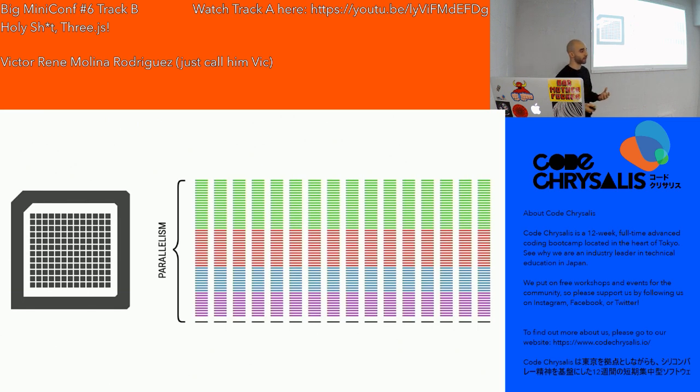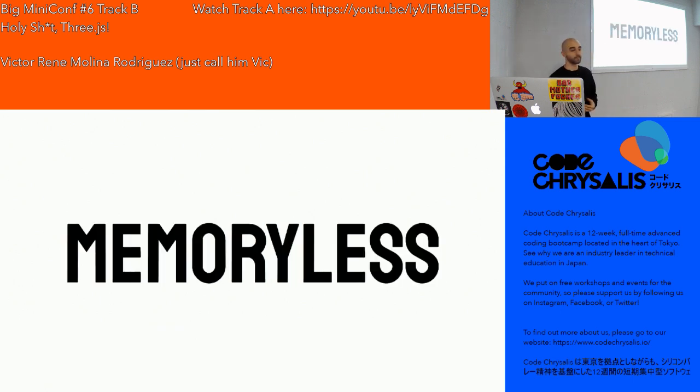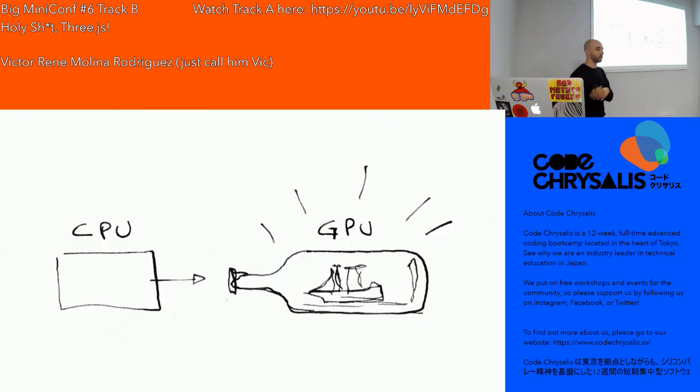A GPU works in a very different way than a CPU works. While a CPU has a few cores and works in a sequential way, a GPU works in a parallel way, and it has thousands of cores. All of those cores, all of those threads, are running the same program at the same time. So it's very, very fast, but it's very difficult to code for, because every thread is blind to each other. Threads cannot communicate with each other, and they're memoryless, so they cannot retain information. So communicating from the CPU to the GPU is a very difficult affair.